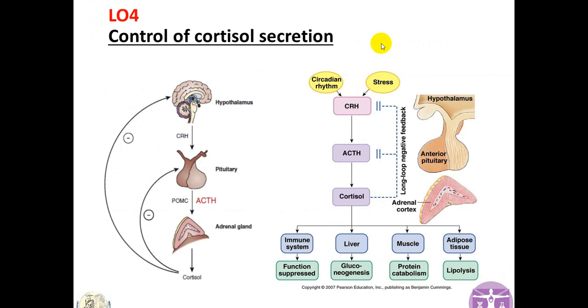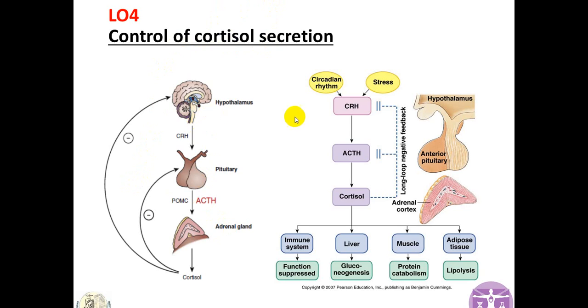And as the usual story with all hormones in the endocrine system, cortisol secretion is under control. And as we said in the beginning, the pituitary gland is the major gland that controls all other glands. So how does pituitary gland control cortisol secretion?